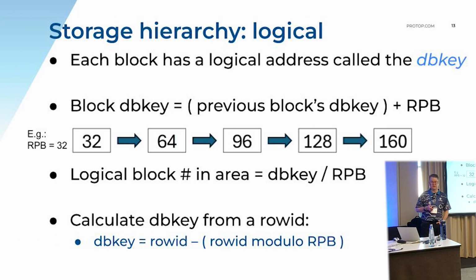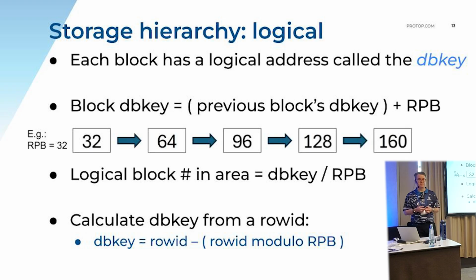Every block has a logical address that we call the DB key. And the DB keys are sequential and increase by an amount of RPB from one block to the next. So as you can see here, we have an example. If an area has an RPB of 32, then the blocks are going to start at 32, 64, 96, etc. They'll go up by an amount of RPB from one block to the next. You can also use this feature to calculate the logical block number of a block by dividing DB key by RPB. So for example, 128 divided by 32 is 4, and that's the 4th block in the area.